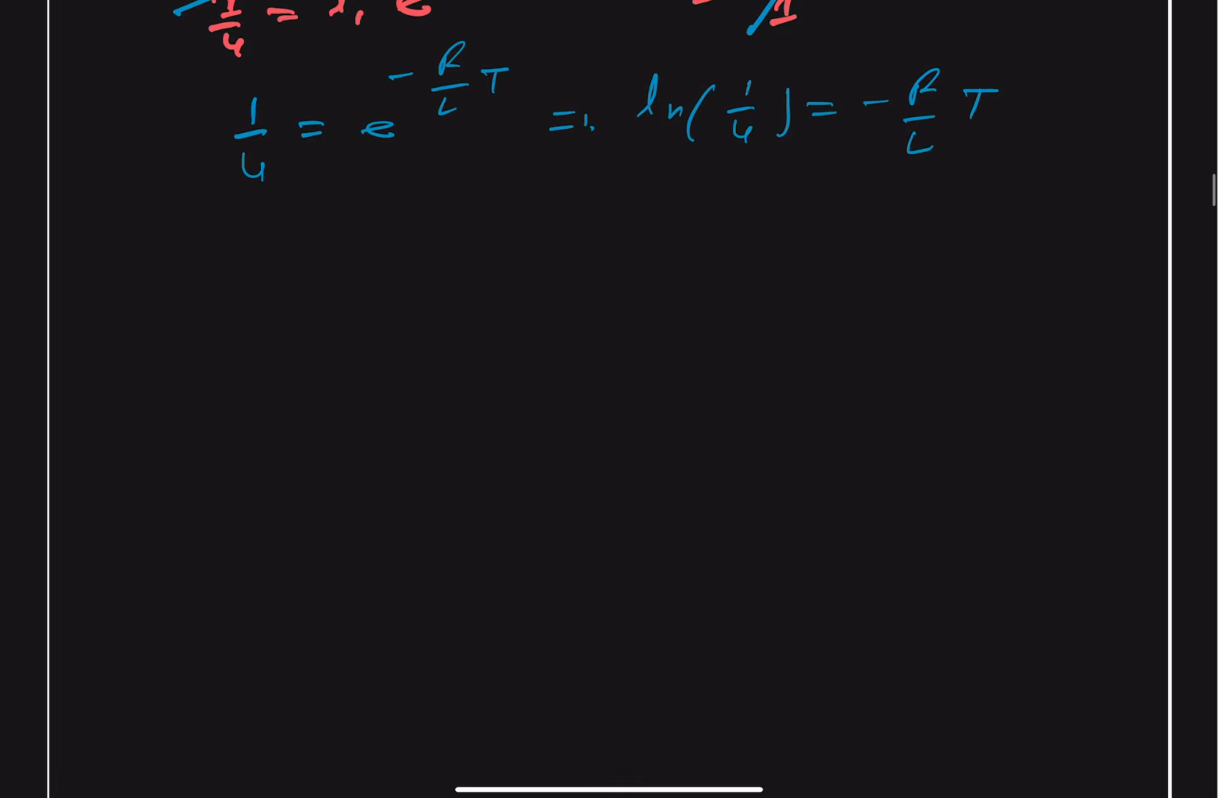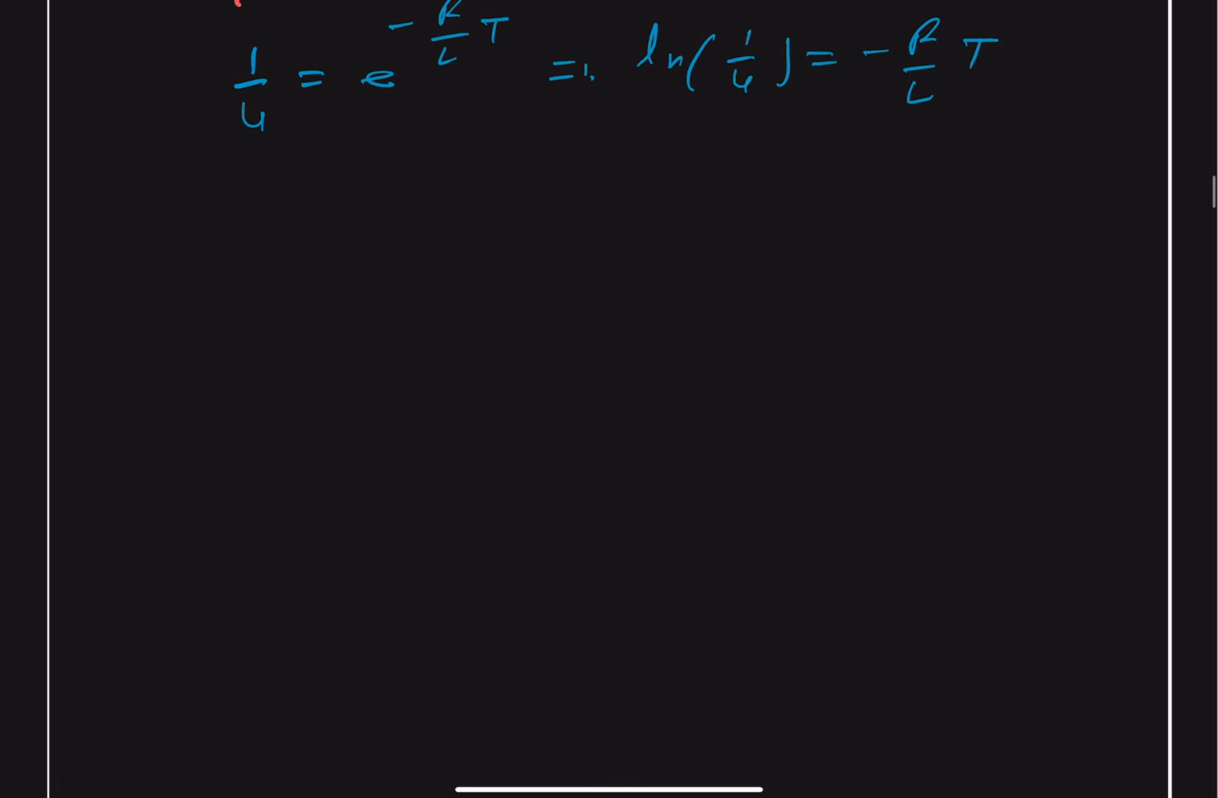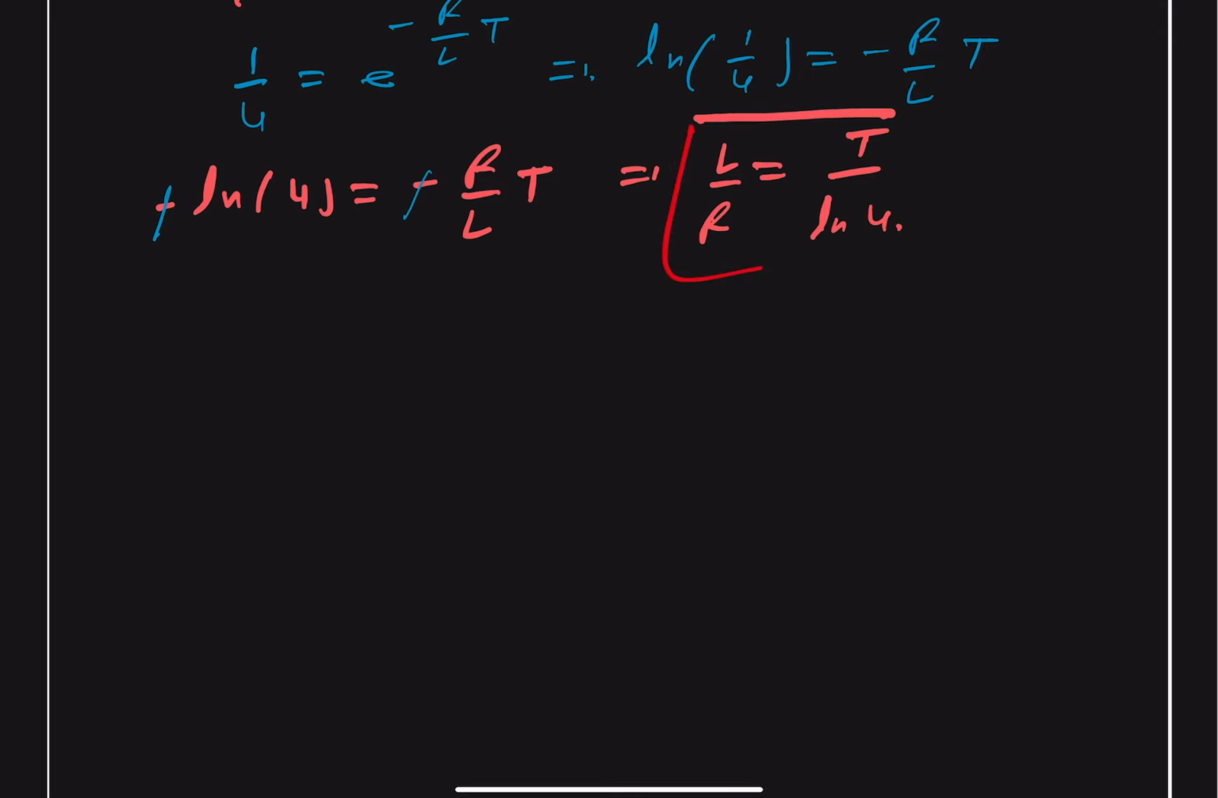Now it is a simple calculation. We get minus natural log of 4 is equal to minus R upon L times T. This minus and minus goes away, and we are supposed to find L upon R. This comes as T upon natural log of 4. So this is our ratio of L upon R that was asked in the question.